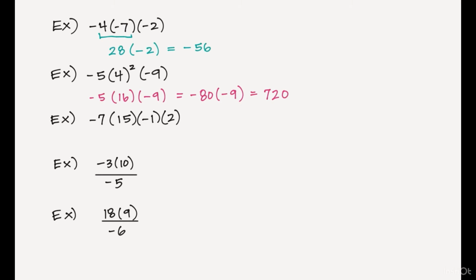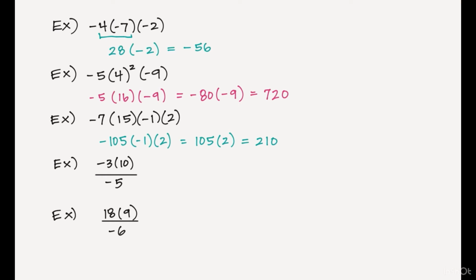In my next example, negative 7 times positive 15 gives me negative 105. And then negative times a negative is positive 105. Times positive 2 is positive 210.